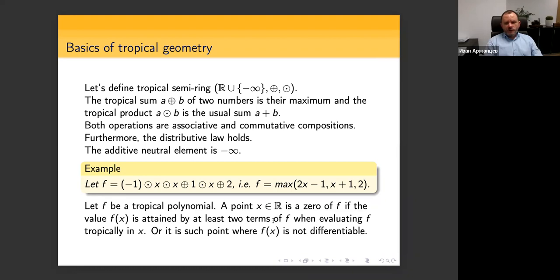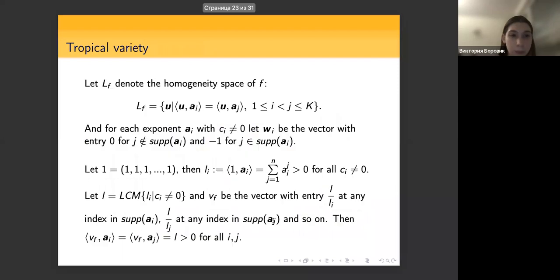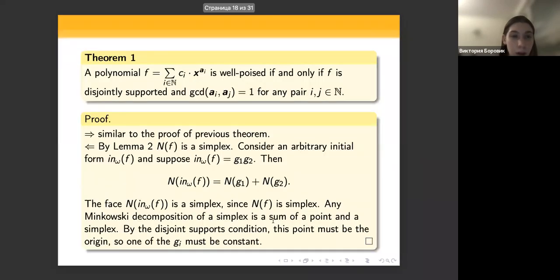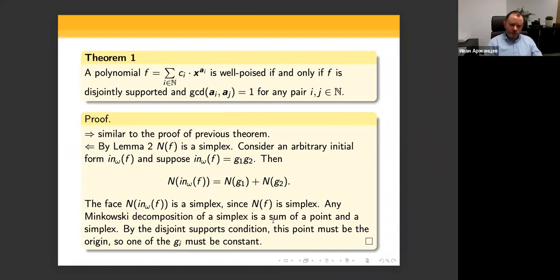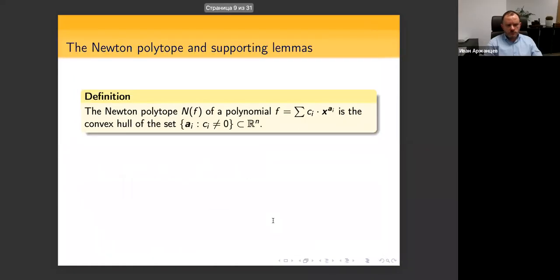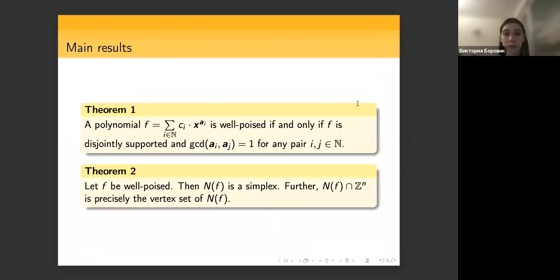It's not completely clear for me, but can you return to formulations of theorem 1 and theorem 2? Theorem 1. You had a slide with both theorems. Here it is. So now it's stated without any tropical geometry, right? So everything is defined, what is well-posed, what is degenerately supported, what is GCD. So this is some quite elementary purely algebraic results. But can you formulate these theorems in some tropical way?